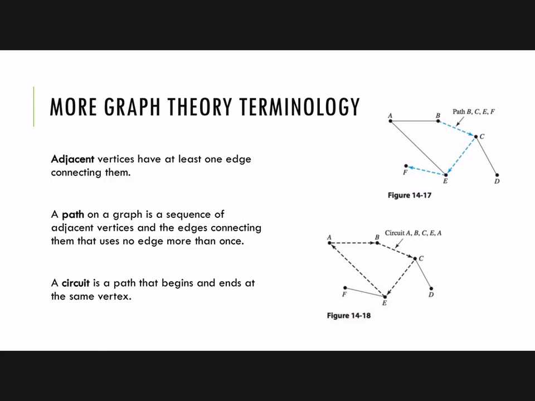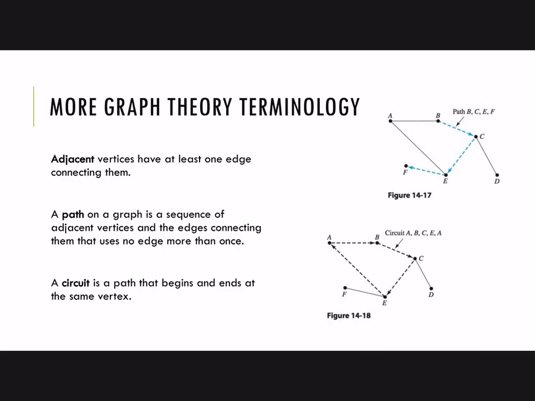Adjacent vertices are vertices that have at least one edge connecting them. They may not actually be anywhere physically near each other on the graph. They could be at totally opposite ends, but as long as there is an edge directly connecting them, they would be considered adjacent. So in this graph on the right, A and E would be adjacent vertices because there's an edge that goes from A to E.